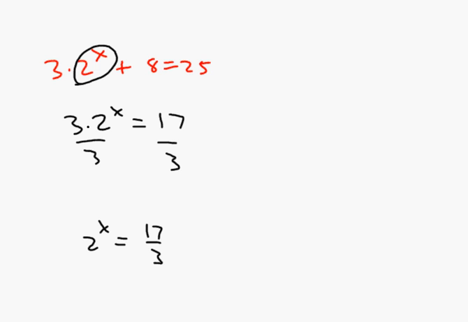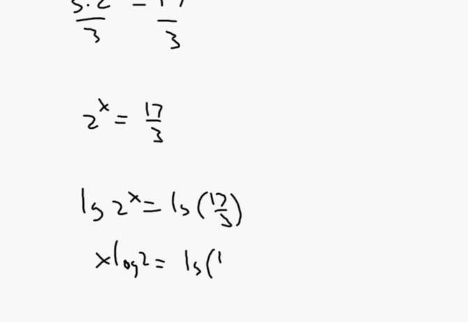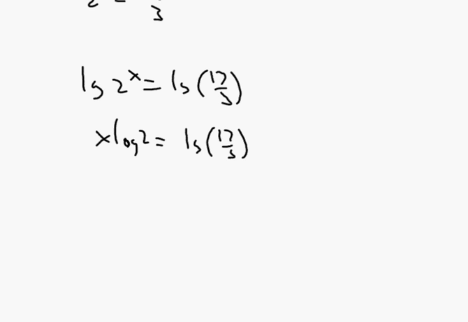And now I'm in a desirable location because the thing on the left just has a number to an exponent. I'd like to have that exponent come down in front, so I'll take the log of both sides. So I get the log of 2 to the x equals the log of 17 thirds. Put the x in front: x log 2 equals the log of 17 thirds. And then last, I can divide by log 2. So I get x equals the log of 17 thirds over the log of 2.